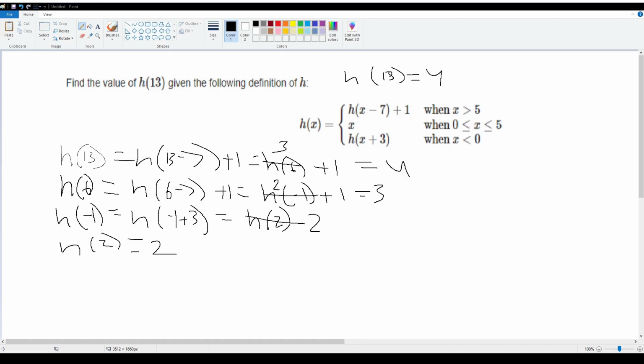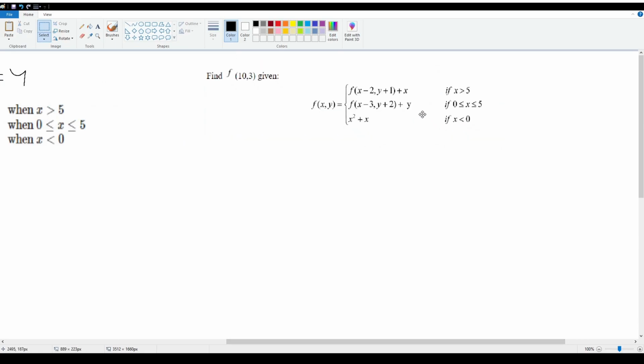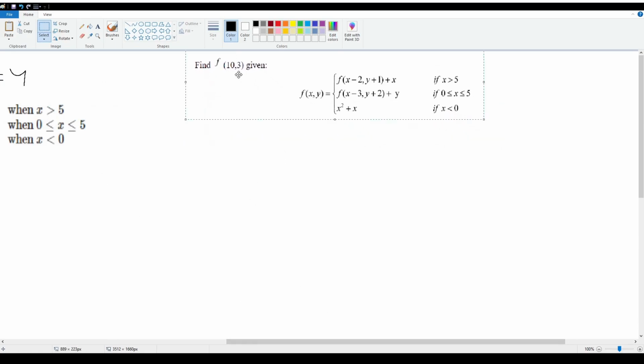That may be a bit harder. To keep the video short, I probably won't go over the whole thing, but let's see. So here it says find f of 10 comma 3. Before, we only had one value, but here we have two.